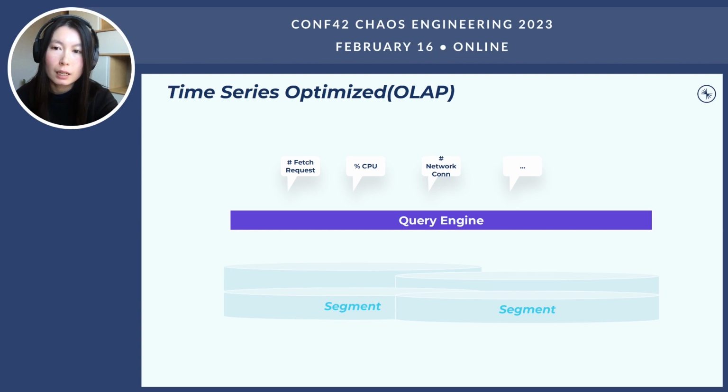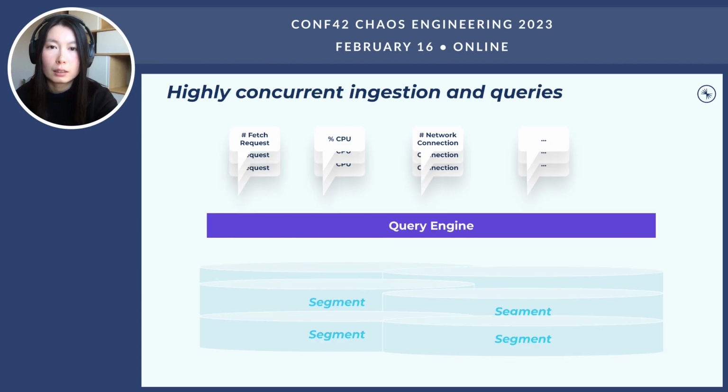That's where we bring in time series optimized data stores. Otherwise known as OLAP data store, we can use Apache Druid as an example here. In the bottom, we can simply assume data is flowing in a near real-time manner into the segments. We have a query engine that's smart enough to take in the incoming queries and then fetch data in the corresponding segments. So this works great. Now we have better visibility and faster compute in order to answer questions such as number of fetch requests.